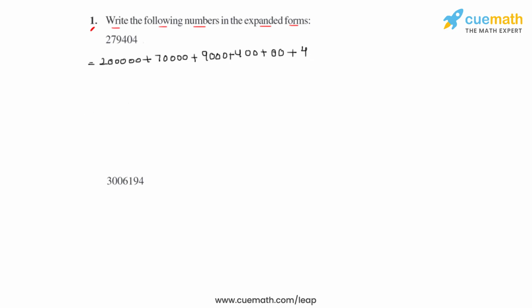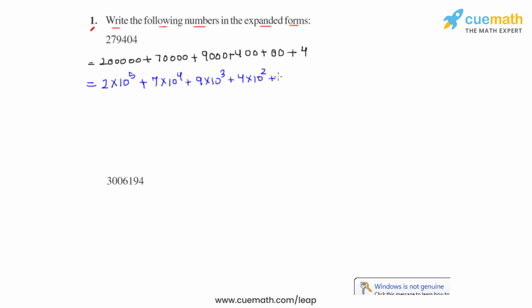Now each of these numbers can be written in exponent form or in standard form, that is the product of a number which lies between 1 and 10 and a power of 10. So we write it as 2 times 10 raised to 5, as there were 5 zeros after 2, plus 7 times 10 raised to 4, plus 9 times 10 raised to 3, plus 4 times 10 raised to 2, plus 0 times 10 raised to 1, and plus 4 times 10 raised to 0, because anything raised to 0 is 1. So this is how we expand a given number.